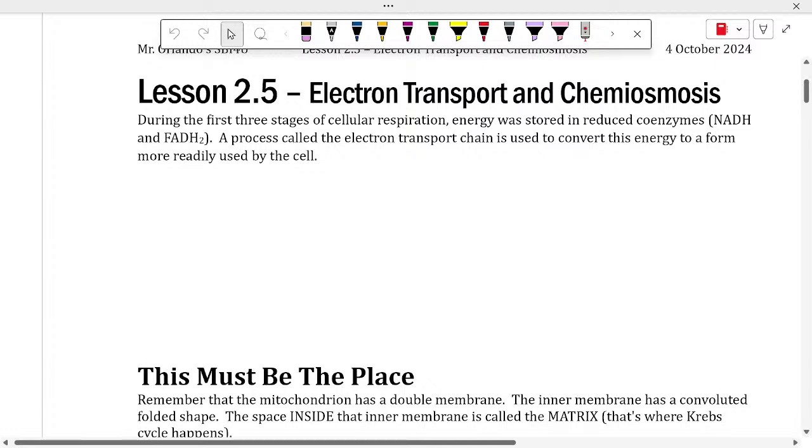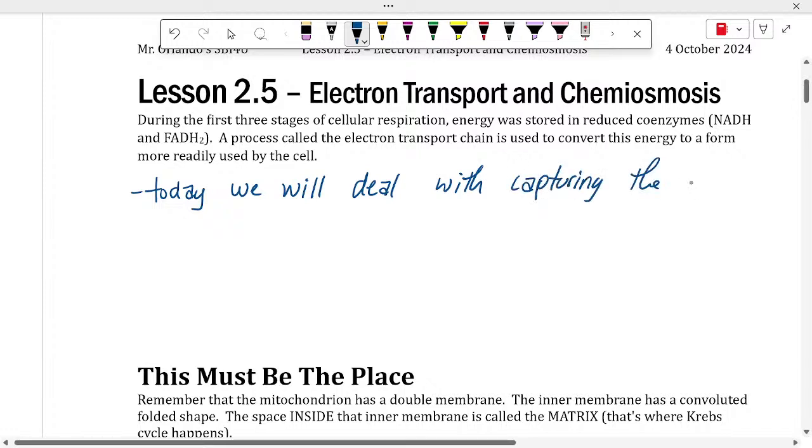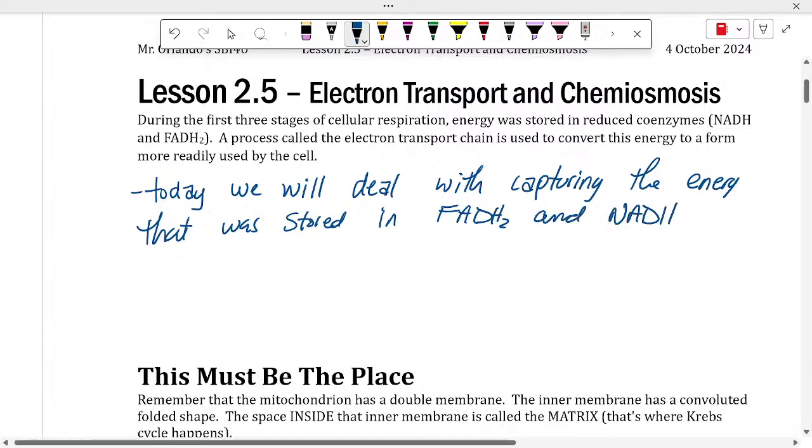Okay, so today we will deal with capturing the energy that was stored in FADH2 and NADH during glycolysis. How many NADHs did we get from glycolysis?